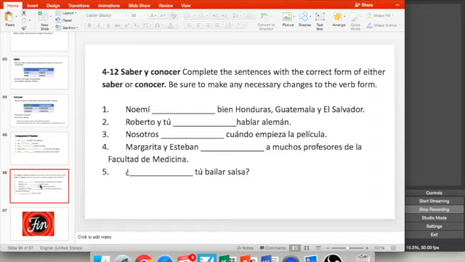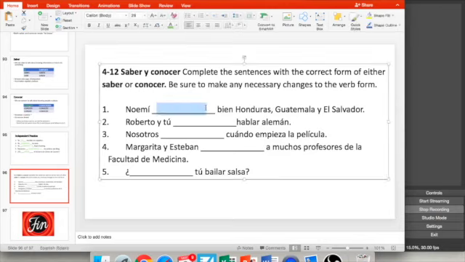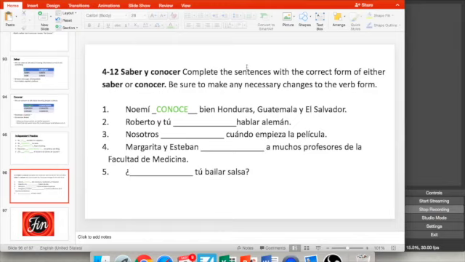Number 1 tells us that Noemi blank bien Honduras, Guatemala, y El Salvador. So Noemi knows really well these 3 countries. She knows places. So in this case, we're using conocer. The conocer form to go with Noemi would be conoce. And we're finished. Noemi conoce bien Honduras, Guatemala, y El Salvador.